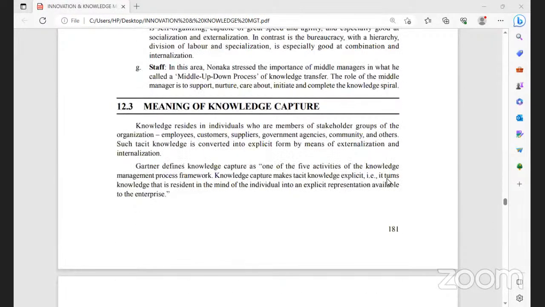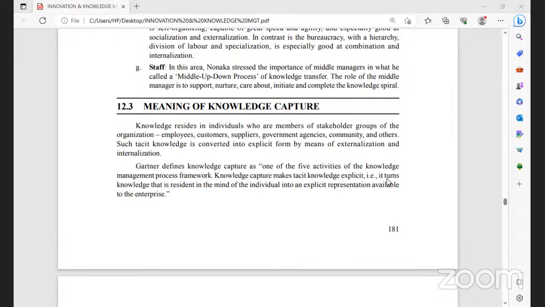Now, small topic, meaning of knowledge capture. Knowledge resides in individuals who are members of stakeholder groups of the organization. For example, if you take R&D department, so many scientists will be there. Their knowledge is abundant with their intellectual capabilities, and they will capture the knowledge immediately. Employees, customers, suppliers, government agencies, community, and others are also part of the stakeholders. They will also have some amount of knowledge capture.